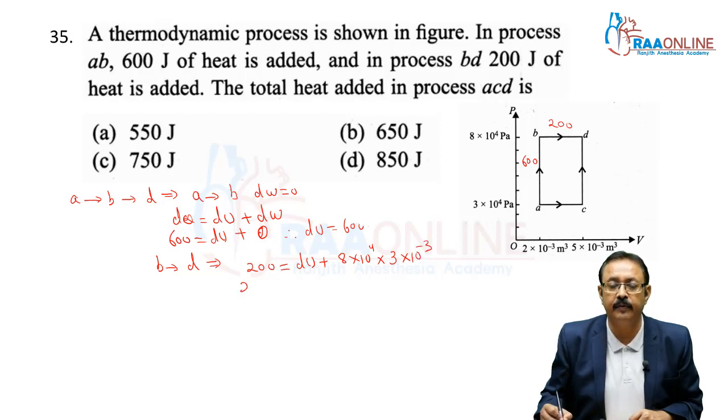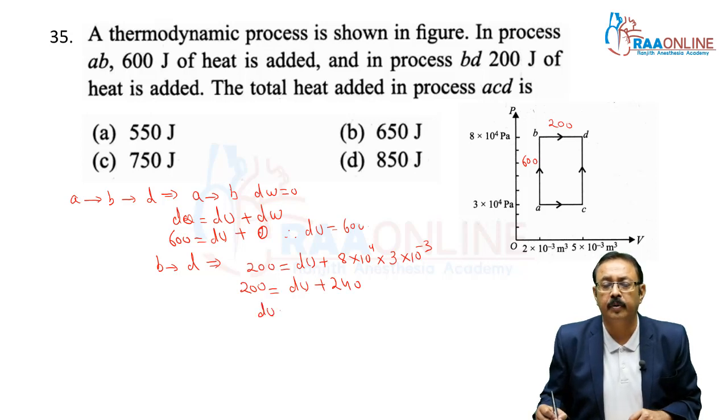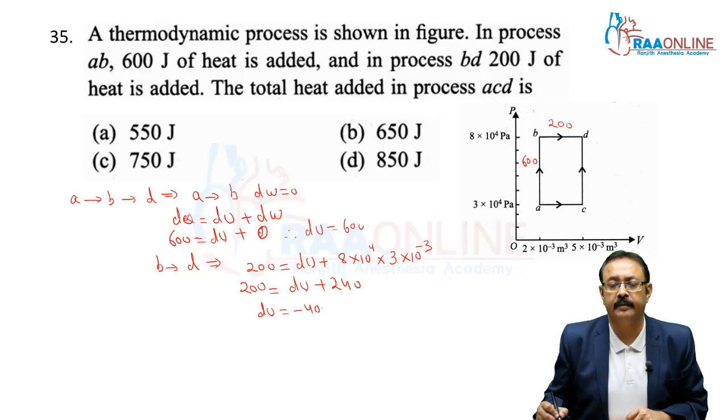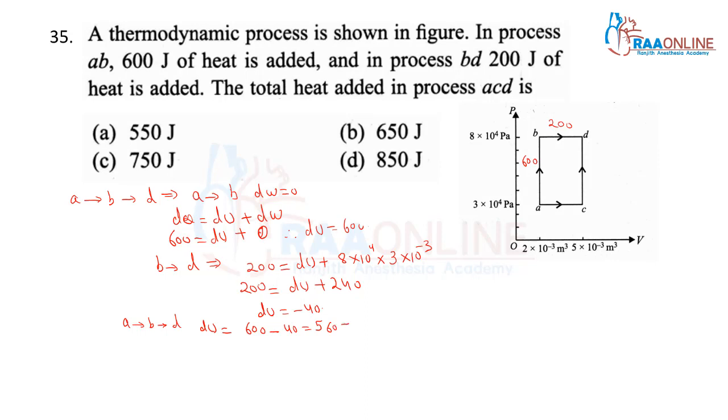So 200 is equal to du plus 240. So what we are getting? du is minus 40. So it means from ABD, when we are approaching from A to B, B to D, total change in internal energy is 600 minus 40. It should be 560 joule.